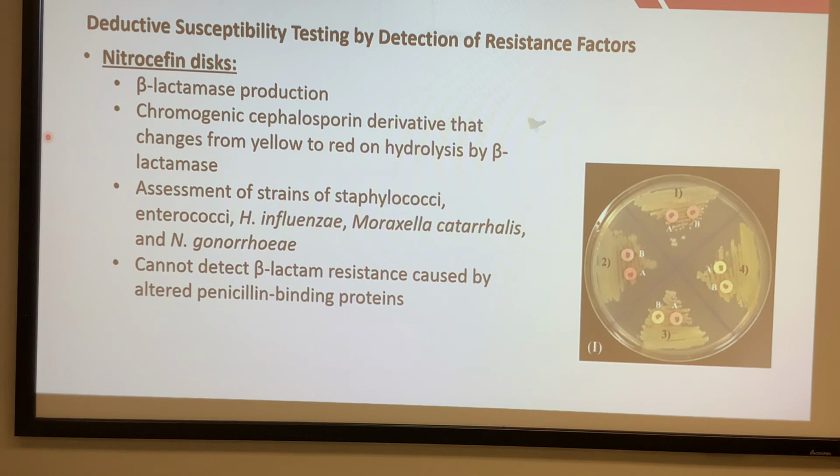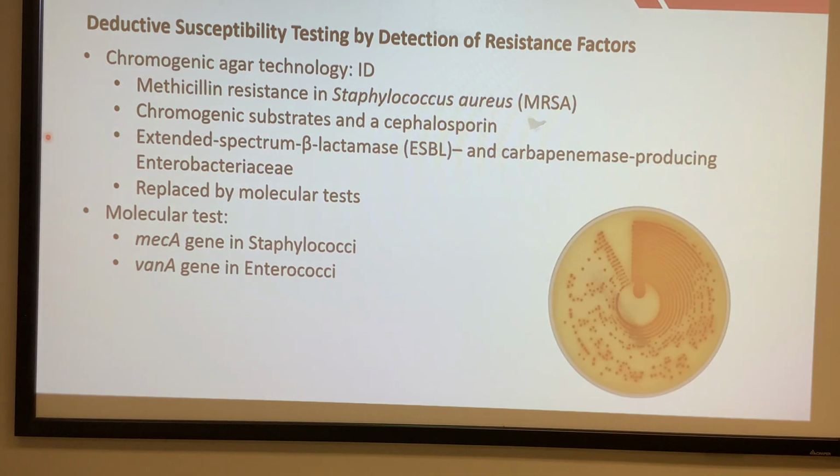So you need to think of an alternative. And it's quite useful in the assessment of staphylococci, enterococci, and all of the others. But it won't be able to give you an idea of beta-lactam resistance because they have certain types of altered penicillin binding proteins. But anyway, this is one that's still used in the lab.